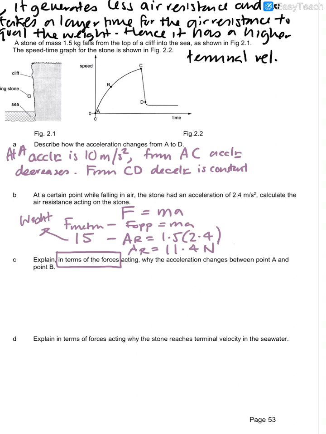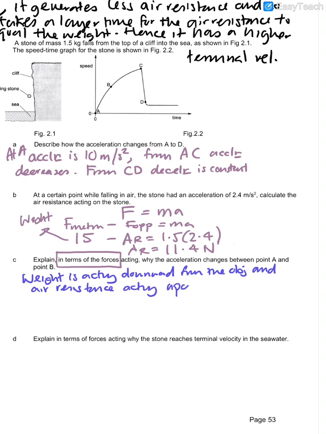Up and down. Okay, so first line: weight is acting downward from the object, and air resistance acting upward on the object. Okay, so that is just describing what the forces are.